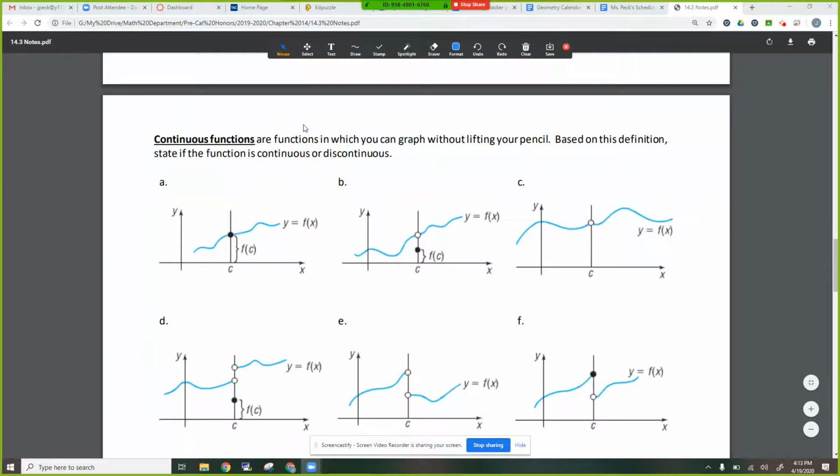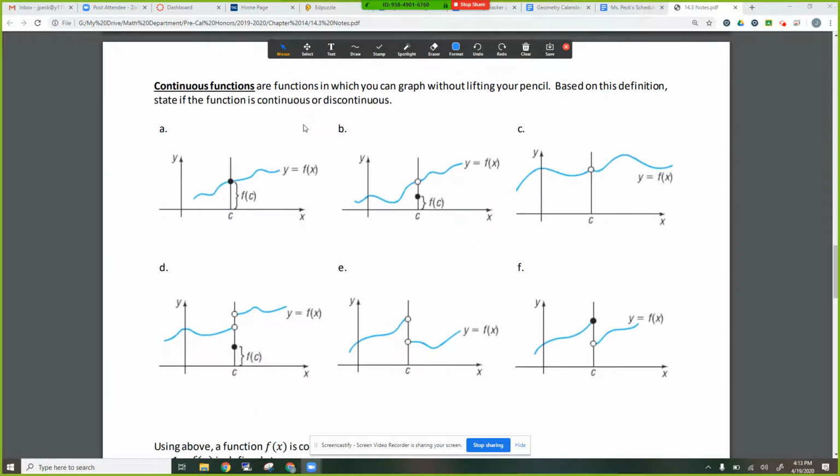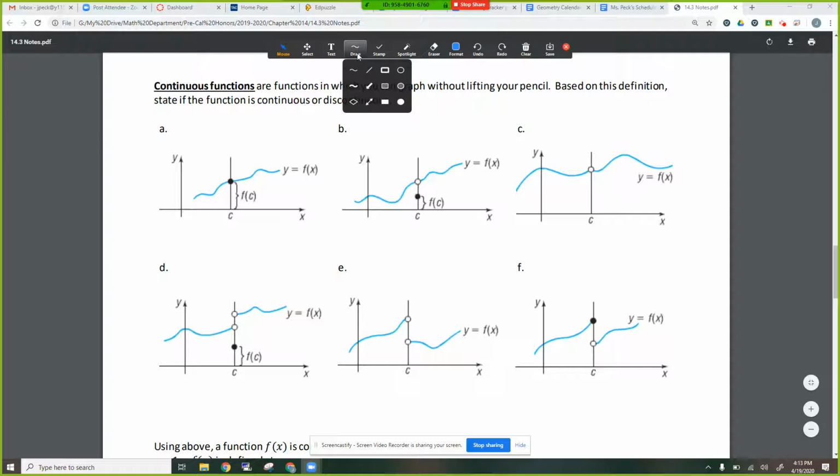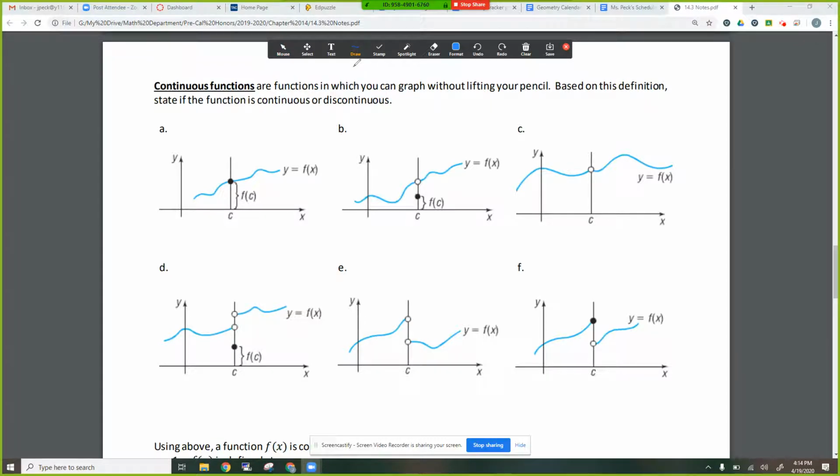So now continuous functions. A continuous function is a function that you can graph without lifting your pencil. So based on the pictures below, we're going to look, is it continuous or not? Well, in A here, we have this line, it's filled in there, it keeps going, so this would be a continuous function. This would not be a continuous function because we would get to this hole, have to lift our pencil, put our pencil back down, and continue on, lift our pencil, make this stop.